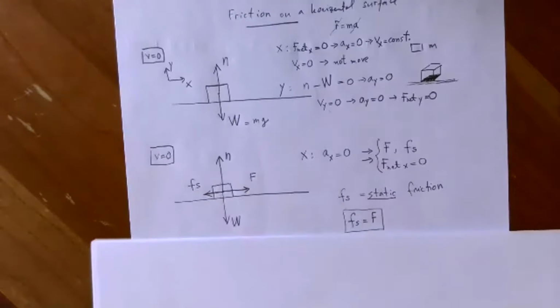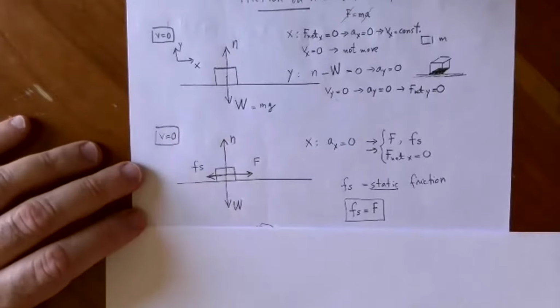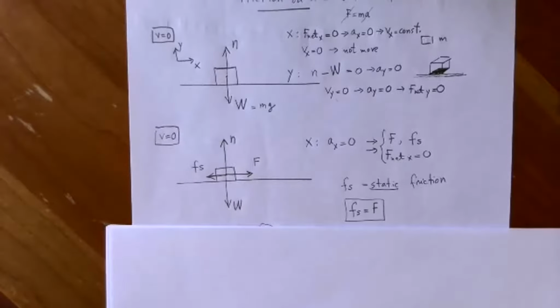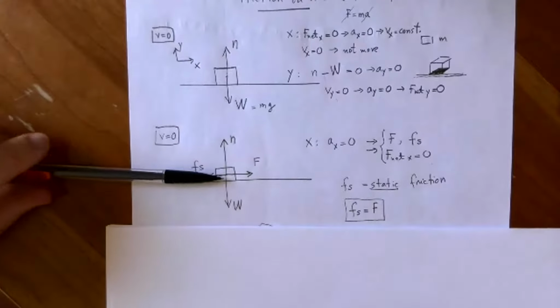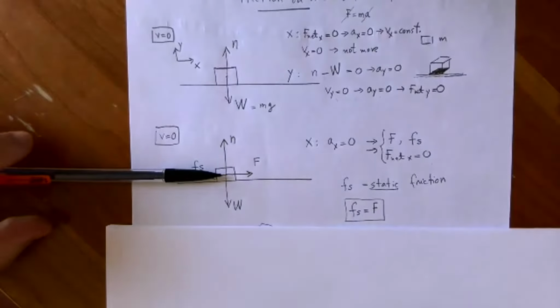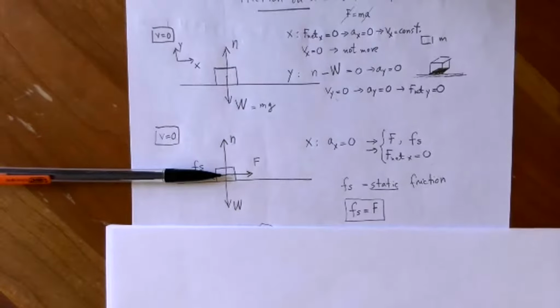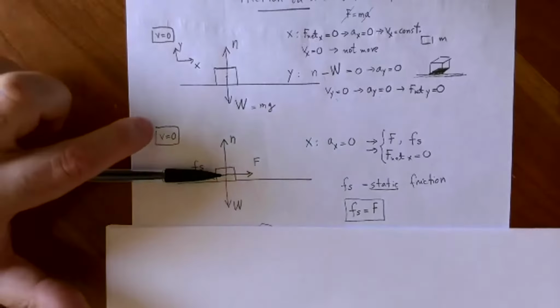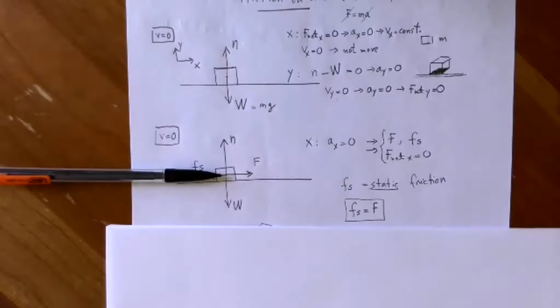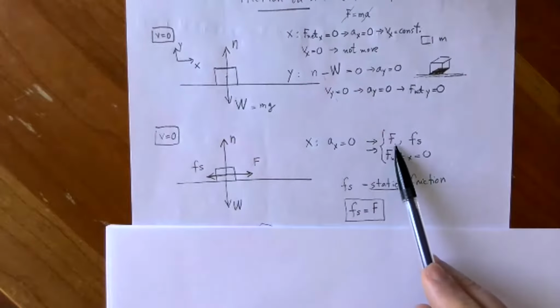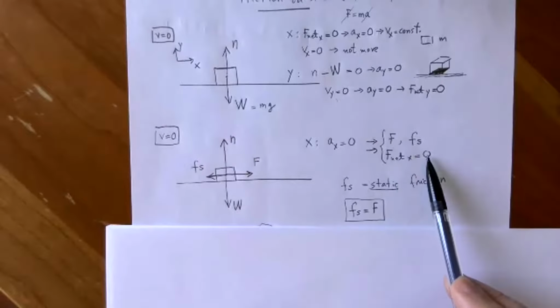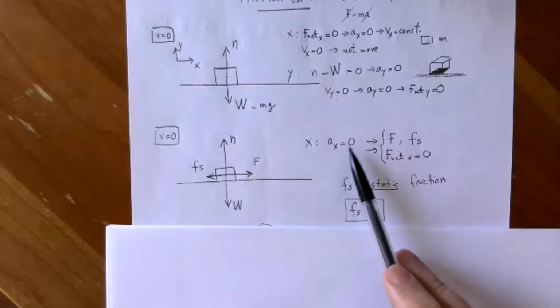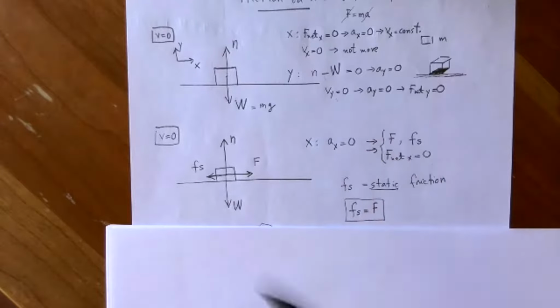Now, I'm applying a force. Let's ignore this force here for a moment, Fs. And it's not there. I'm applying a force. But the object is still not moving. I can see that. However, now it seems to be a conflict, a contradiction. I have a force, but I still don't have an acceleration. Why don't I have an acceleration? Exactly like before, the object is not moving.